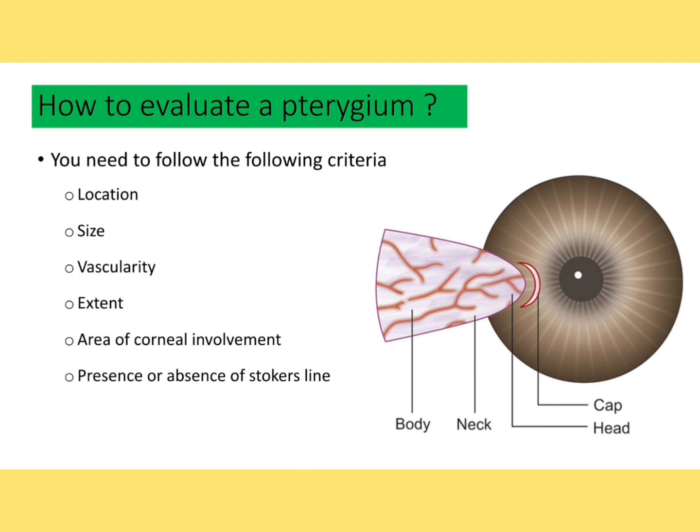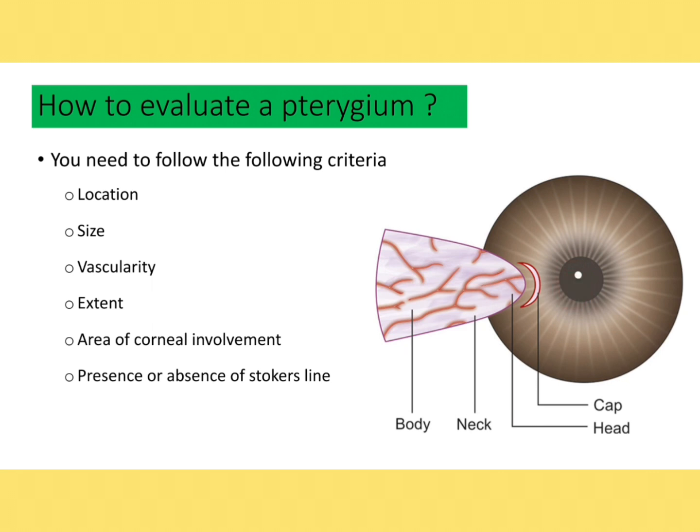Okay. Now you need to see the vascularity, how vascular it is, and then you need to see the extent. Extent means how long it is. That means where it is forming from, and where it is reaching. So if this pterygium has only reached this part here, touching the limbus area, it is grade 1 pterygium. If it is in this portion, this is grade 2. If it is covering the visual axis, that is grade 3 or grade 4.